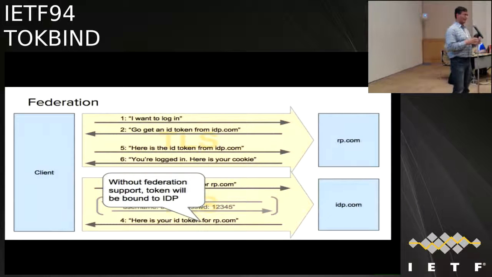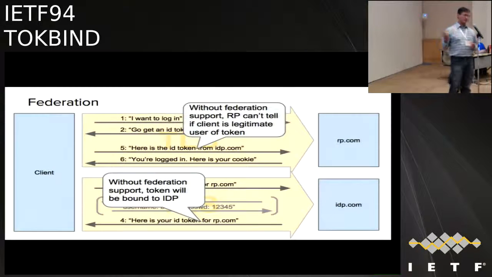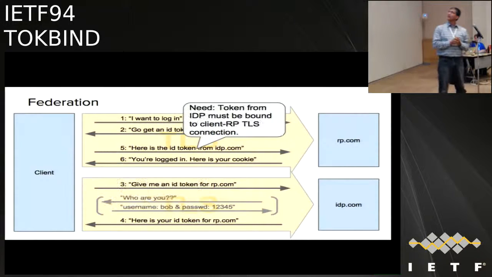So by default, if we don't have explicit support for federation in the token binding protocol, the ID token that is issued by the identity provider will be bound to the identity provider. And so when it is presented by the client to the relying party, there's no way for the relying party to actually verify that this token should be acceptable. What we really need is for the ID token to be bound to the relying party, so that the relying party can verify that the token is supposed to be used by the client.